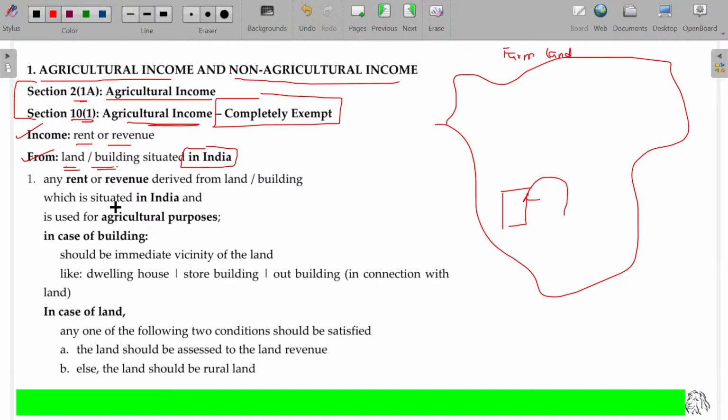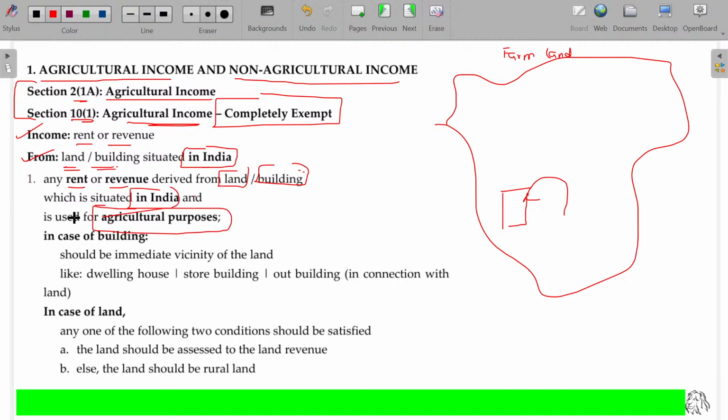This should be given only for agriculture. Either you use it yourself, or using laborers you can use it, or you can let it out and collect the rent. That let out is only for the agriculture purpose. C. Any rent or revenue derived from such a land or building, where these two are situated in India and that land is used for agricultural purpose.